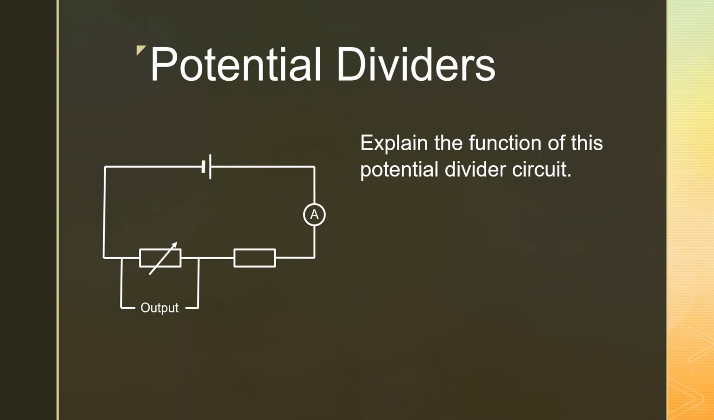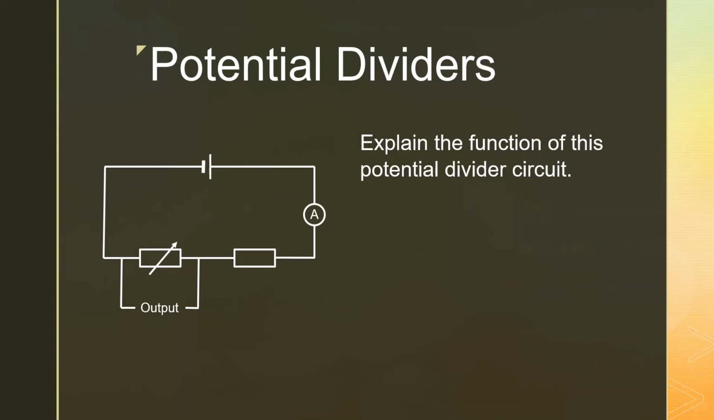So let's have a look at another example. Explain the function of this potential divider circuit. So here I've got a variable resistor, so that's this one here, and I've got a normal resistor here, and then I've got this output. Now, like I say, this output could be something that's going to control a lamp or a heater or anything like that. I haven't labeled that in here, I've just got it as output.